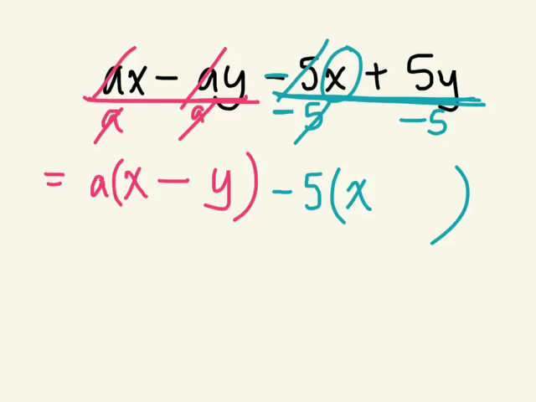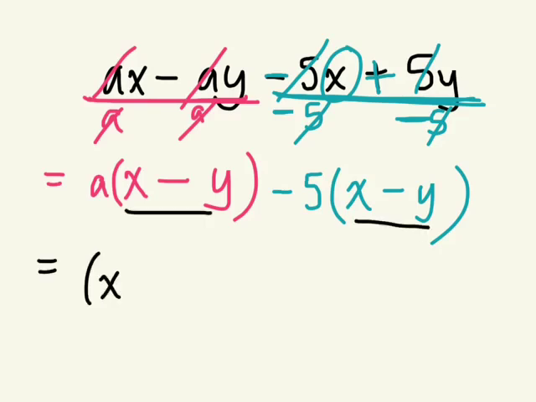X and positive 5 divided by negative 5, y. So factor this out first, x minus y, and then you have what?